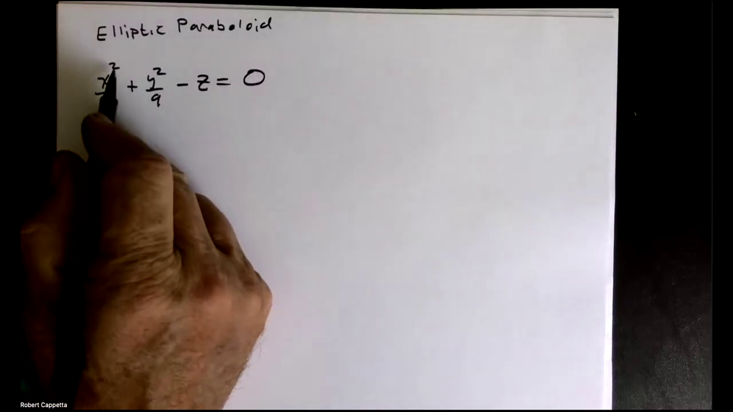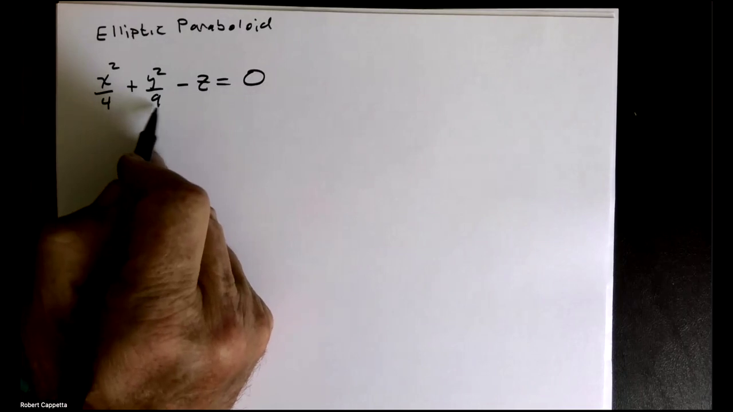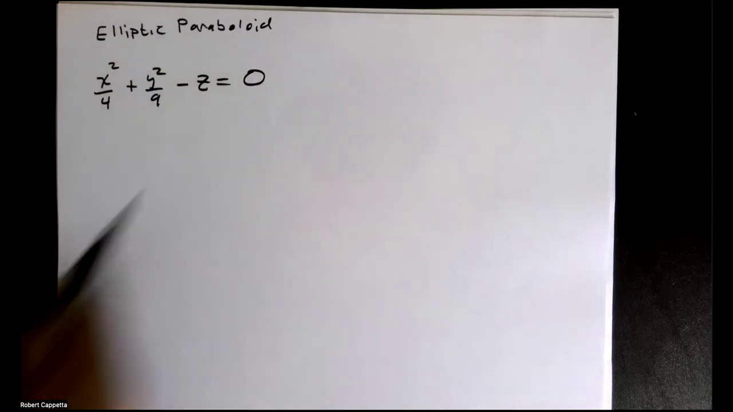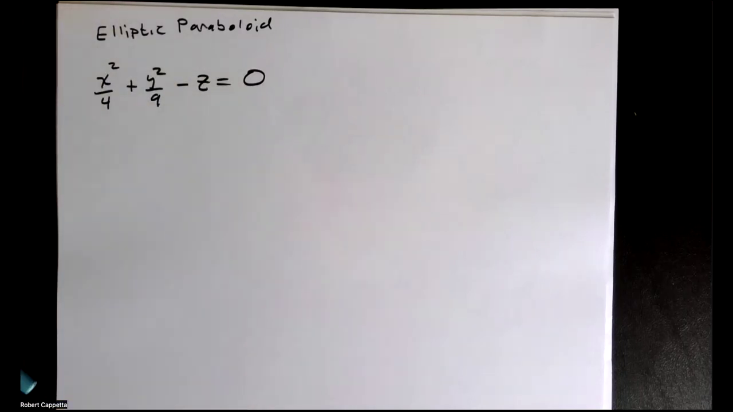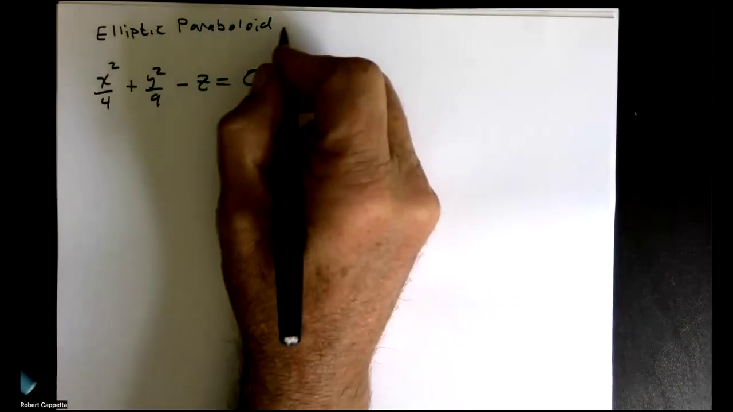So this example is x squared over 4 plus y squared over 9 minus z equals 0. And the graph of this will be an elliptic paraboloid. But before I do that, I want you to ask yourself, how is this equation different from the elliptic cone?